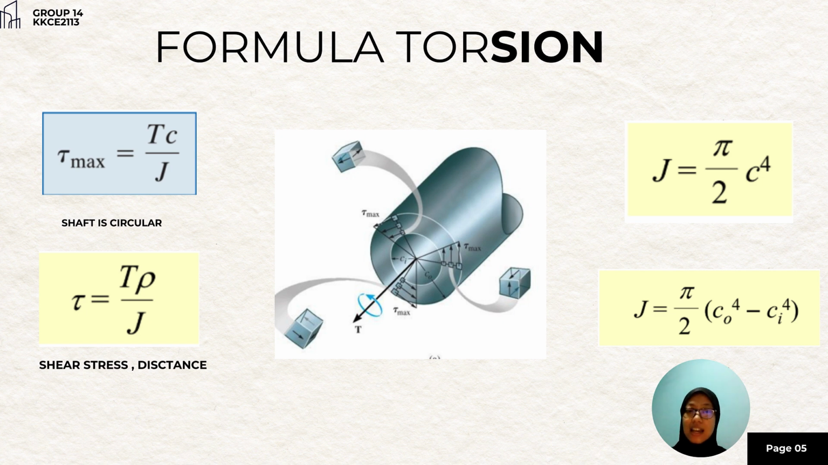So in summary, torsion causes a twisting shear stress. We calculate the maximum stress with Tc over J, where J defines the shaft's geometric resistance to twisting.